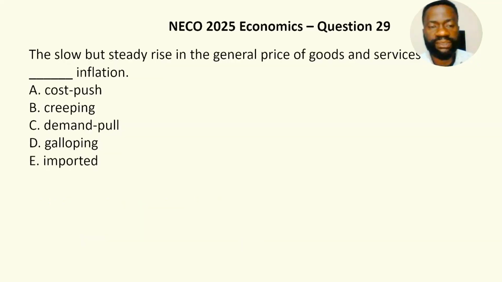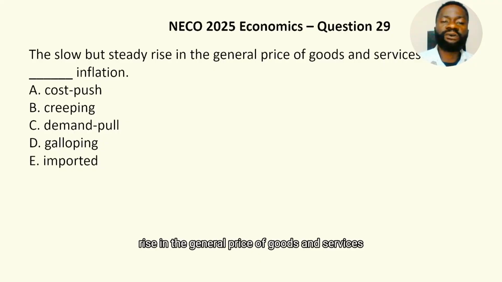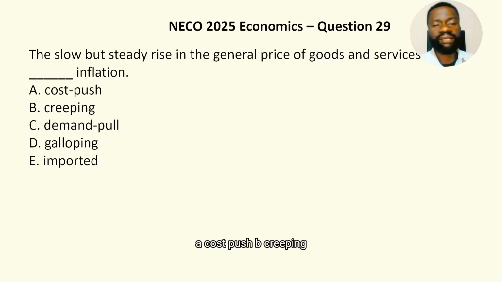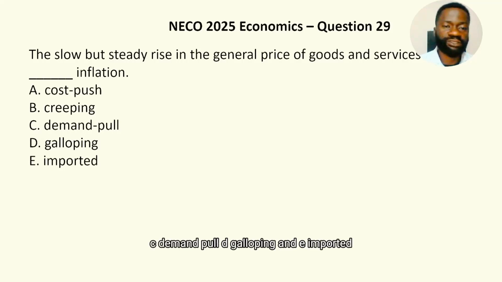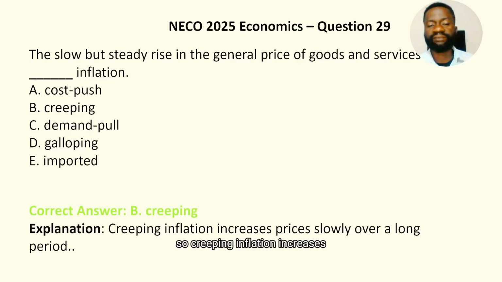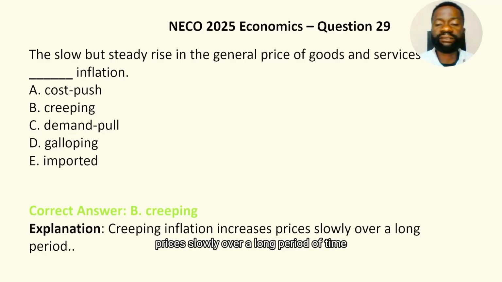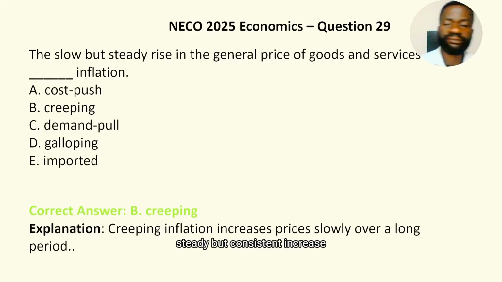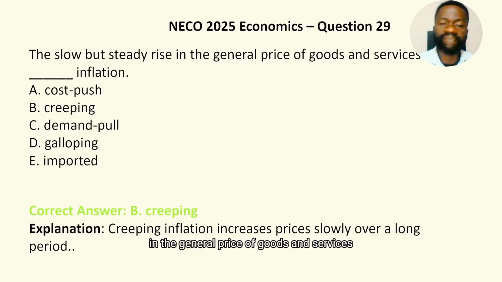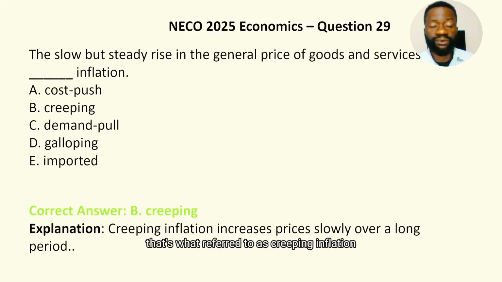Next, the slow but steady rise in the general price of goods and services is dash inflation. A. Cost push. B. Creeping. C. Demand pull. D. Galloping. and E. Imported. The correct answer to this is creeping inflation. So creeping inflation increases prices slowly over a long period of time. So it's a steady but consistent increase in the general price of goods and services. That's what we refer to as creeping inflation.